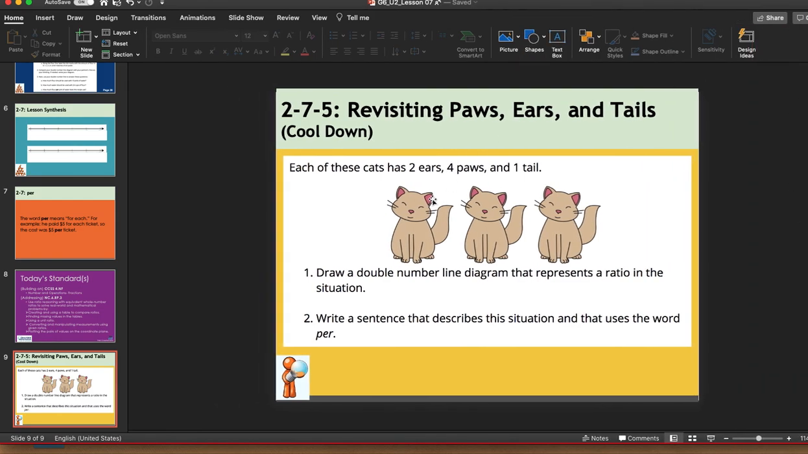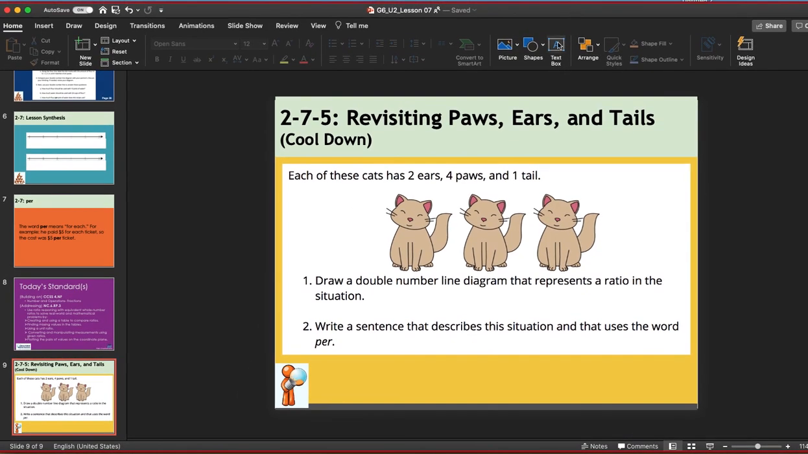All right. So we have for your cool down and your practice. Make sure you're completing your practice problems. But for the cool down, you're going to draw a double number line diagram, which we just did, and then you're going to write a sentence that describes the situation using the word per. So, for instance, with these cats, we have 2 ears, 4 paws, and 1 tail for each cat. So you could say there are 2 ears per cat, or 2 ears per 4 paws, or 4 paws per tail. So you're going to use that word per in a sentence.